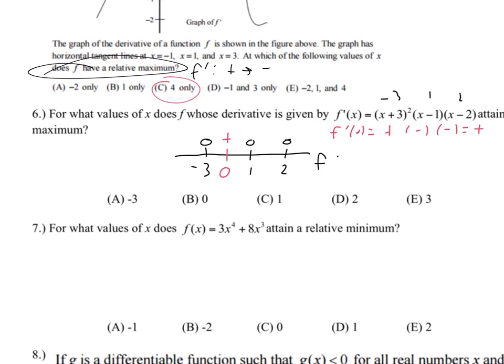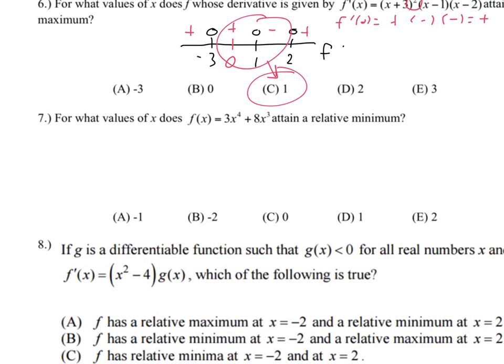Now I'm looking for sign changes. -3 comes from this factor, which has an even exponent, no sign change. 1 comes from this factor, which has an odd exponent, sign change. This has an odd exponent, sign change. So where does my derivative go from positive to negative? At 1, because I go from positive to negative.